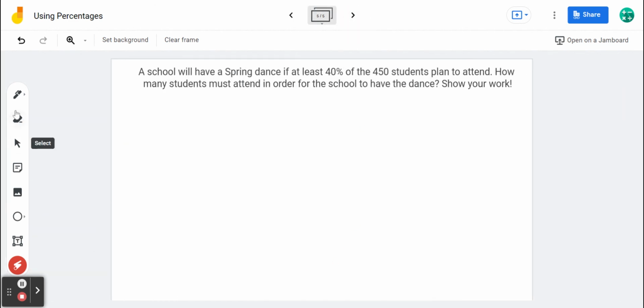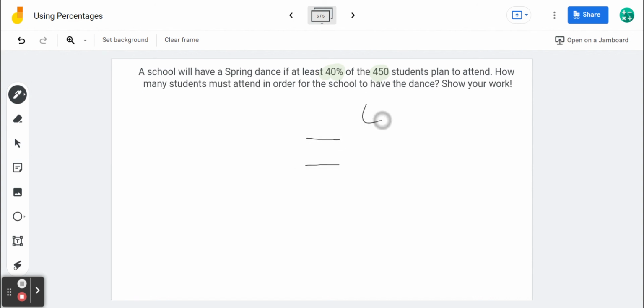And then lastly, we'll do one more. A school will have a spring dance if at least 40% of the 450 students plan to attend. How many students must attend in order for the school to have the dance? Show your work. So I'm not going to solve this one with you, but I'll help you set it up in the proportion. So 40% of the 450 students, so it's 450 students in total.